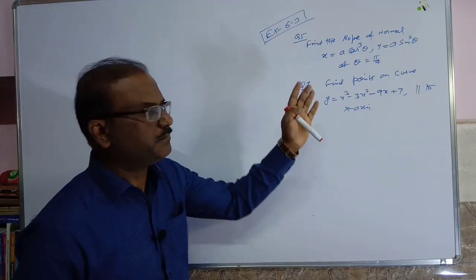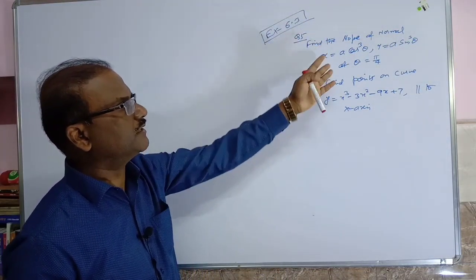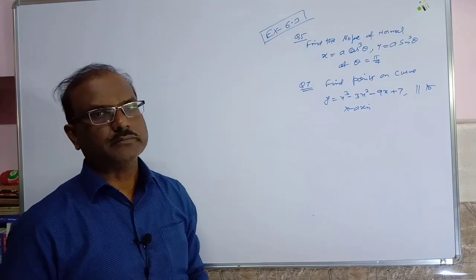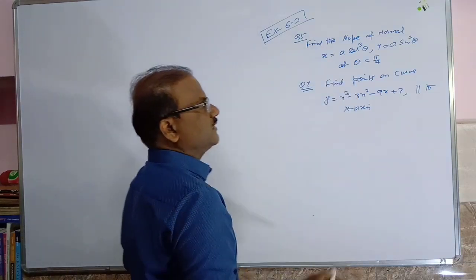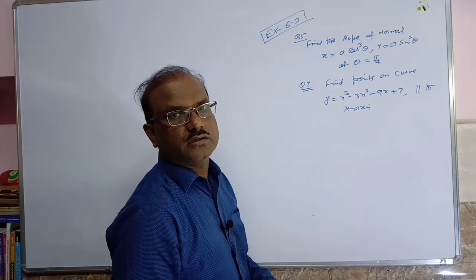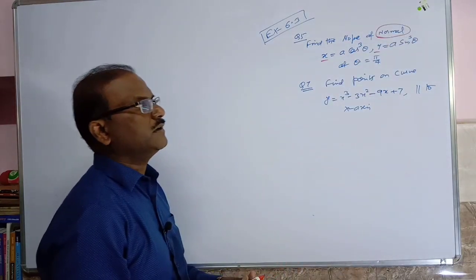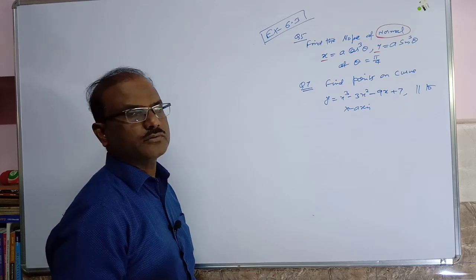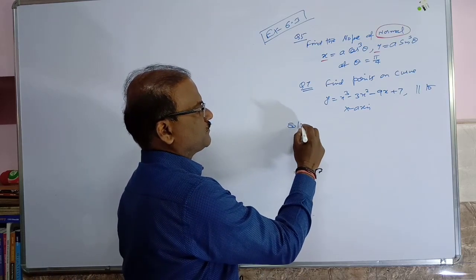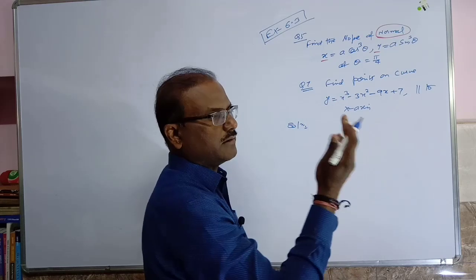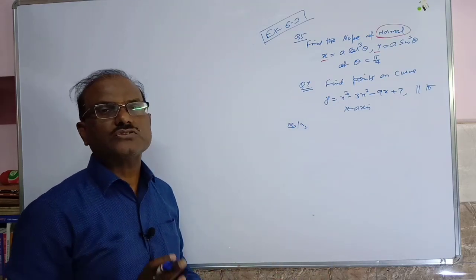Here are the two basic questions I took from 6.3. We will do them one by one. First we have to get the slope of normal. It's a parametric equation, you see. The slope of normal we have to find at theta equals pi by 4. I will solve this question. Slope of normal, or rather slope of tangent.